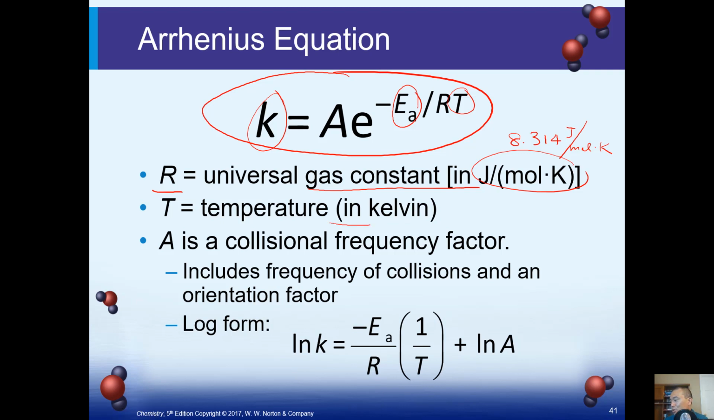Temperature is in Kelvin, and A is the so-called collision frequency factor. That's the so-called frequency factor. It includes the frequency of collisions and the orientation factor.